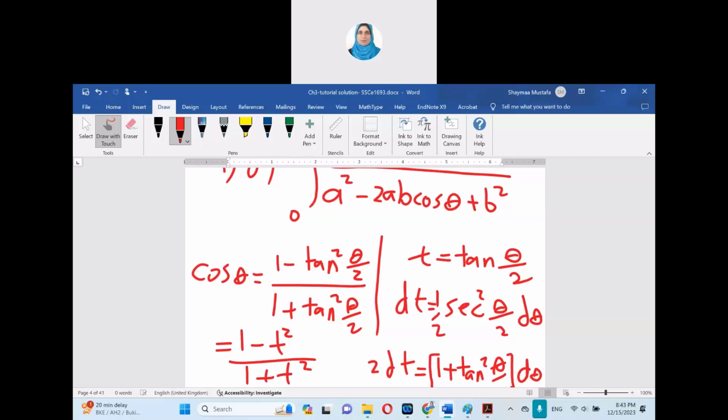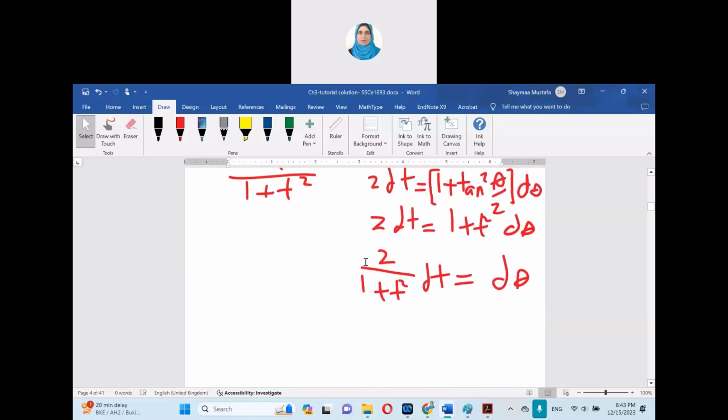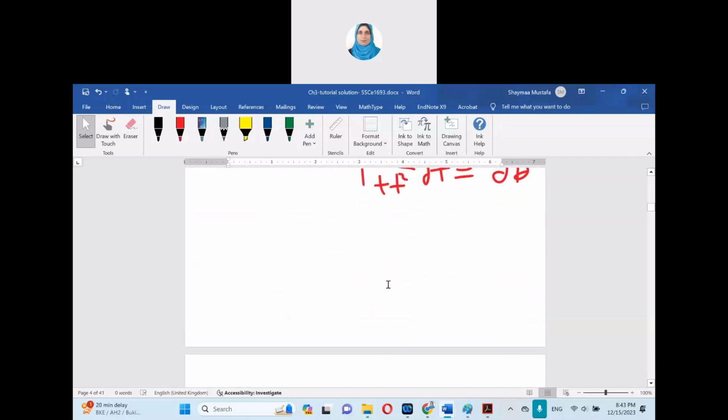So you need to change cos theta to t by using this identity. Tan square theta over 2 is t square, again. So you need to change cos theta to this one. So the integration becomes like that. Your integration.